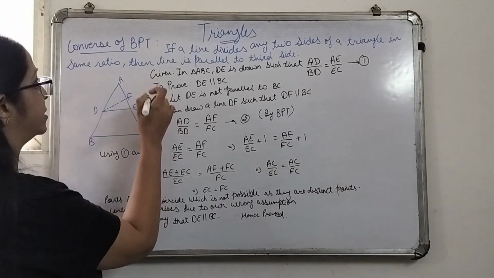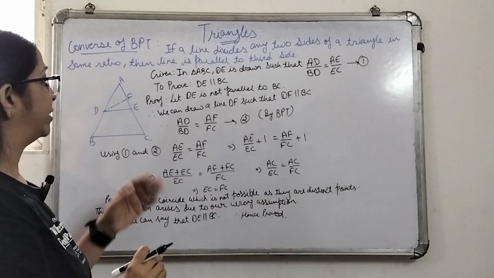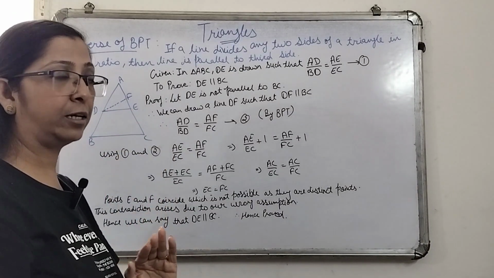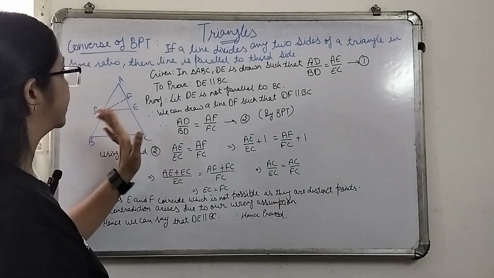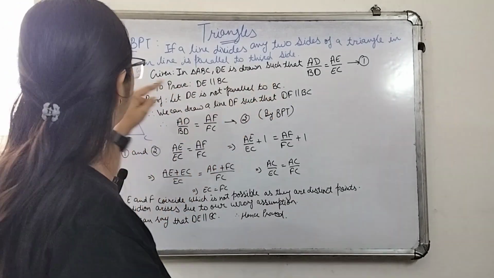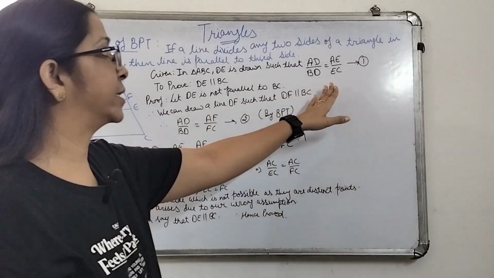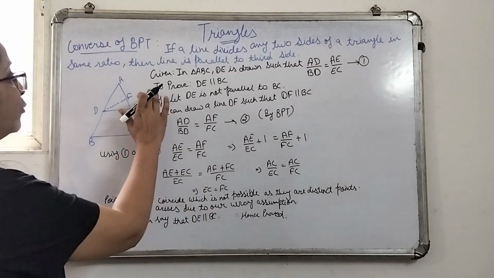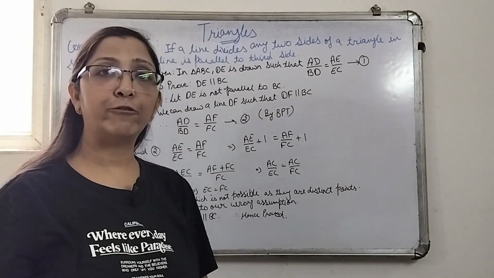Now, given to us is that in triangle ABC, DE is a line we have drawn, which is not yet given to be parallel. We need to prove that it is parallel. It is given that DE is a line such that AD over DB is equivalent to AE over EC. Suppose this is your equation number 1. Now we have to prove that DE is parallel to BC.